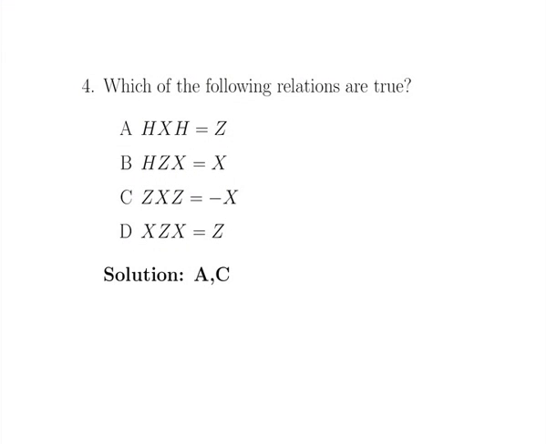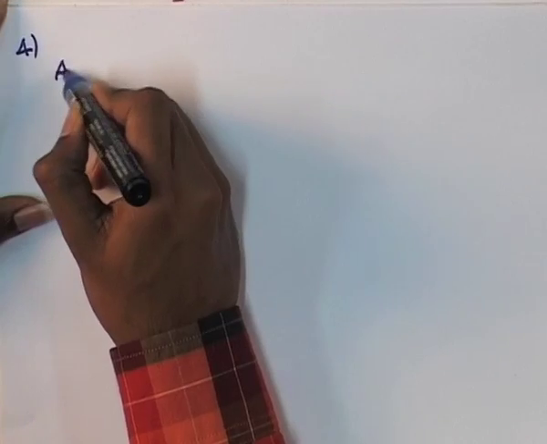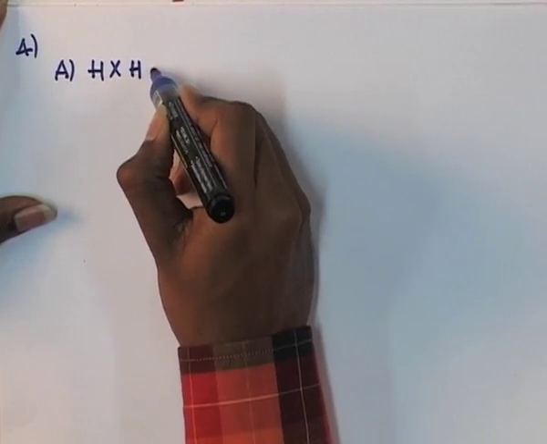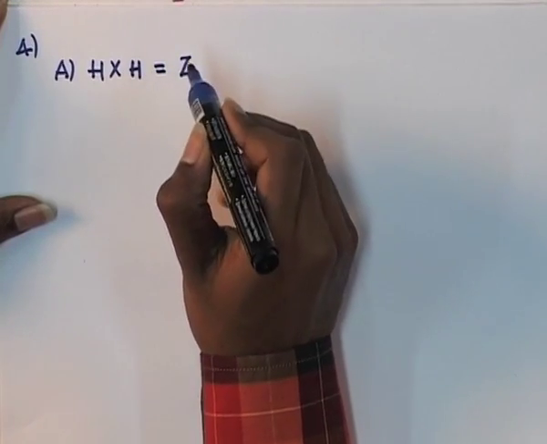Question 4 asks us to verify which of the following relations are true. We are given 4 different relations and we need to verify which of them are correct. And we go option by option. In question 4, option A says that H X H is Z.